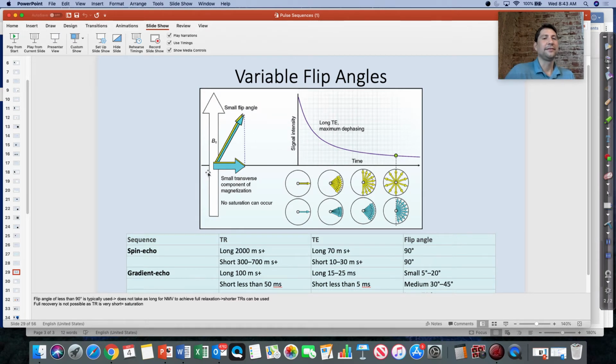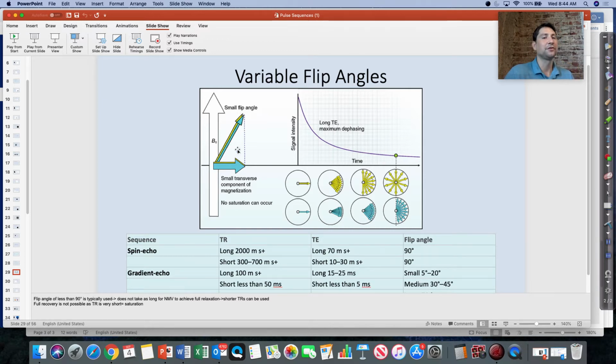So this slide deals with your variable flip angles, your alpha flip angles. They're going to be less than 90 degrees, and that's because we're concerned with saturation issues. Our TRs are so short, we don't have enough time for those tissues to recover before the next flip angle happens. So what we do to compensate is reduce the flip angle to reduce saturation effects.